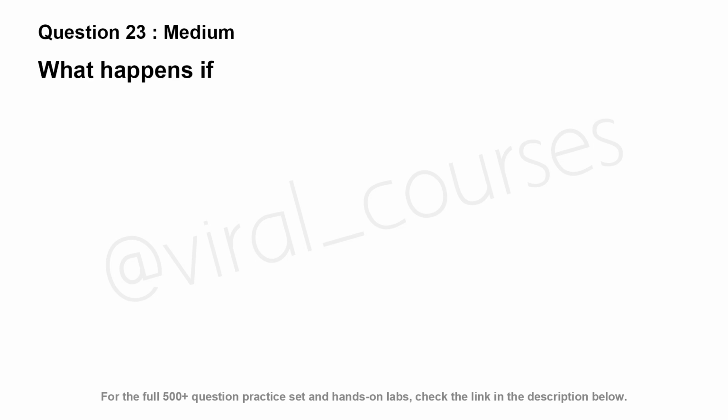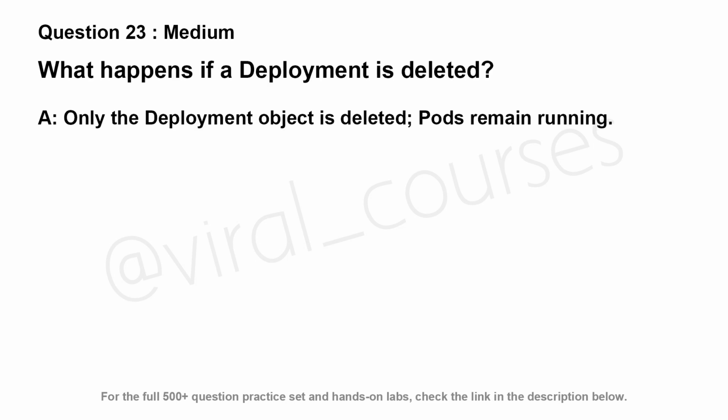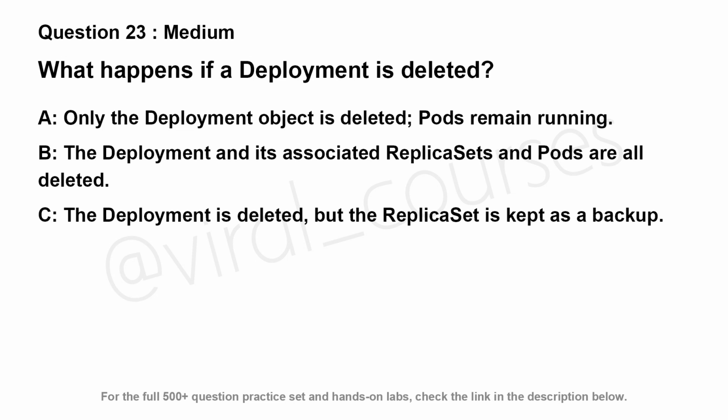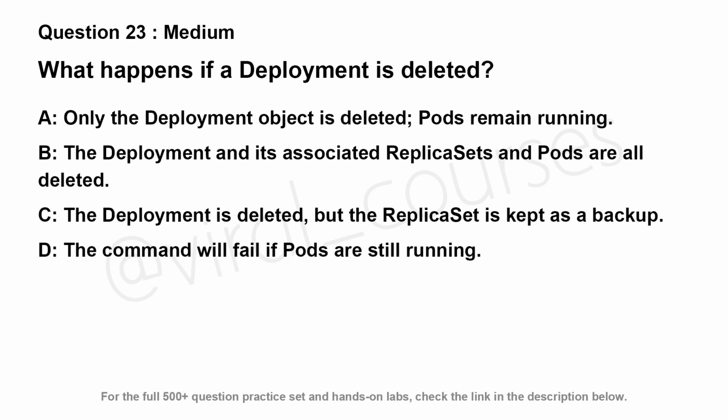What happens if a deployment is deleted? Option A. Only the deployment object is deleted. Pods remain running. Option B. The deployment and its associated replica sets and pods are all deleted. Option C. The deployment is deleted, but the replica set is kept as a backup. Option D. The command will fail if pods are still running.